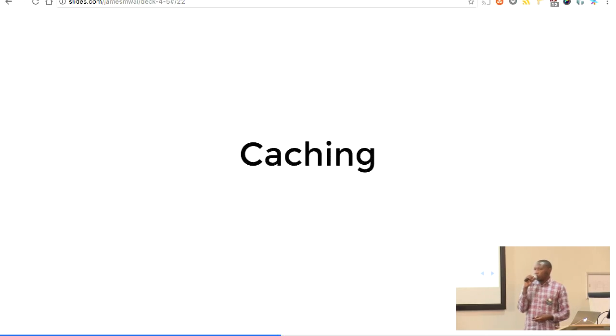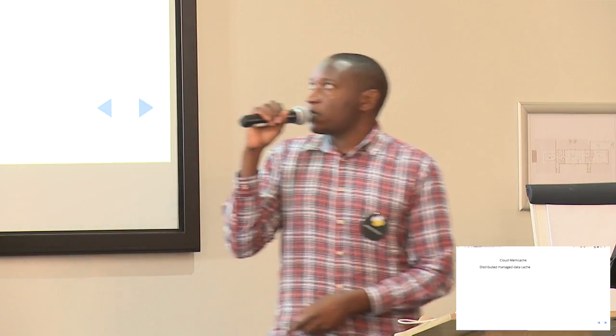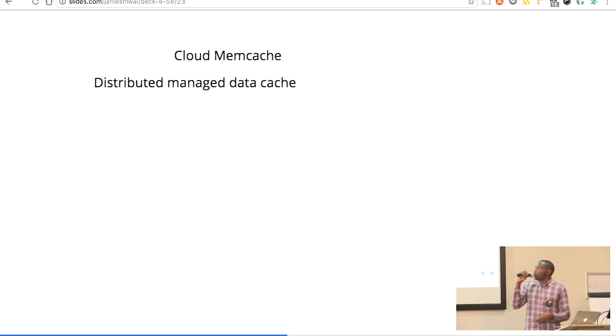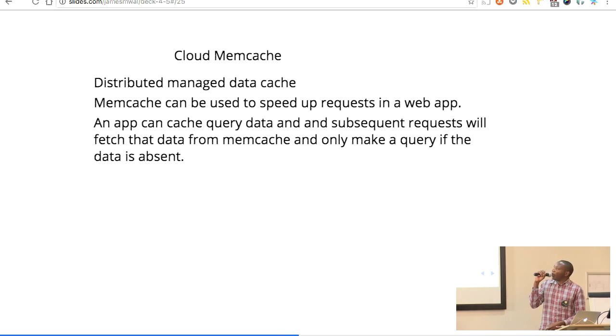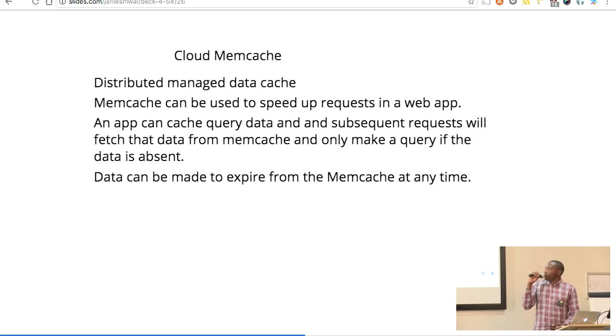But then again, your app sometimes will need caching. When you're running on App Engine, you don't need to manage extra hardware for caching your application. There's a service called Cloud Memcache, which is basically a distributed managed data cache that is available for your application. It can be used to speed up requests in your app, obviously. An app can cache data query or any subsequent request will be called from the Memcache, which is a service that you don't have to manage.